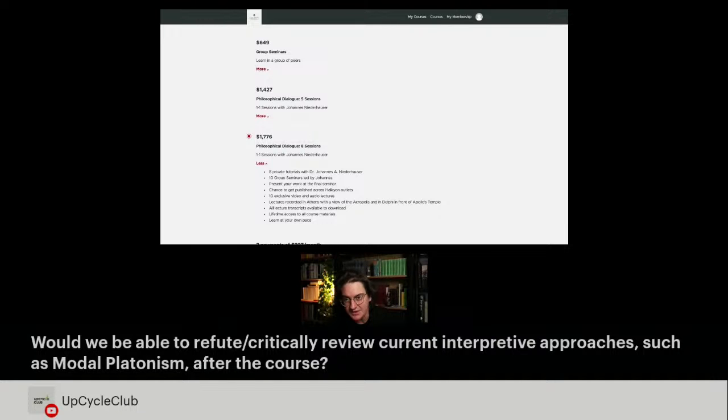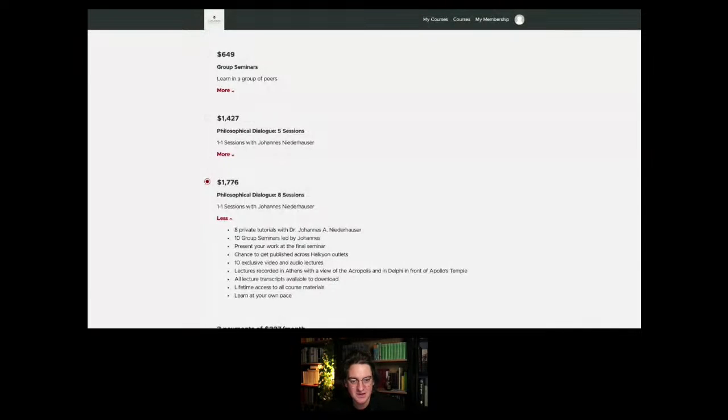Will we be able to? Yes, I think so. So let me read it out. Will we be able to critically review current interpretive approaches such as modal Platonism after the course? So I would go as far as saying that with Plato, and I mentioned this before, Plato in some sense foresees the Universalienstreit, the universals controversy. The issue that I have with even just the Universalienstreit, and I think this is also probably the reason why Heidegger doesn't really consider it that much, is that it's a reification.